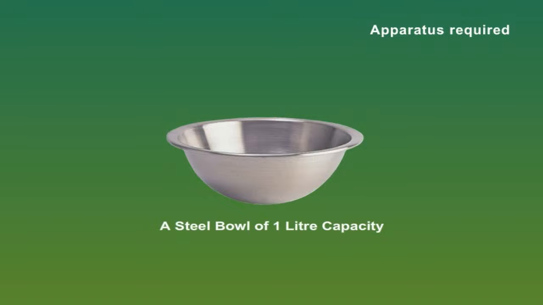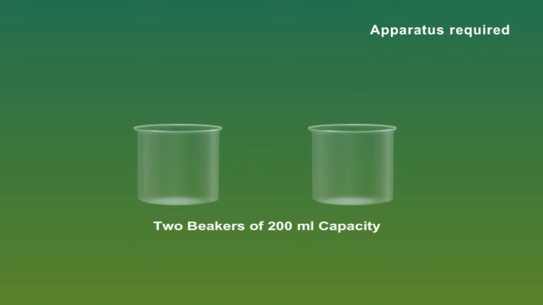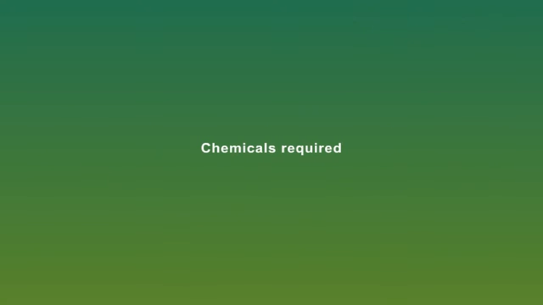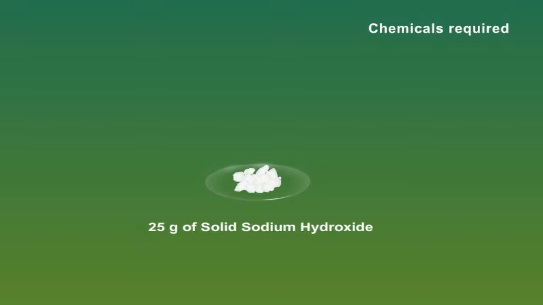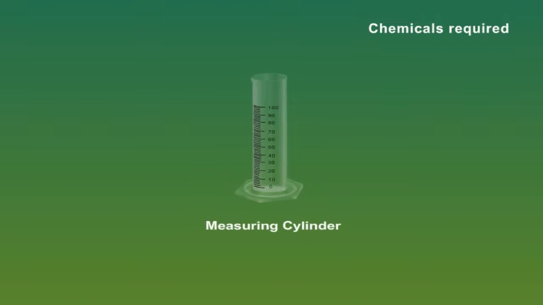To study saponification reaction for the preparation of soap. Apparatus required: a steel bowl of 1 liter capacity, a steel spoon with long handle, 2 beakers of 200 milliliters capacity, 4 empty ice cream cups. Chemicals required: 100 milliliter of vegetable oil such as coconut oil or mustard oil, 25 grams of solid sodium hydroxide, 5 grams of common salt, water. Measuring cylinder.